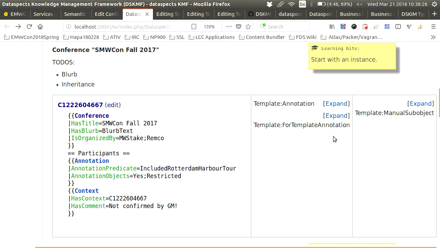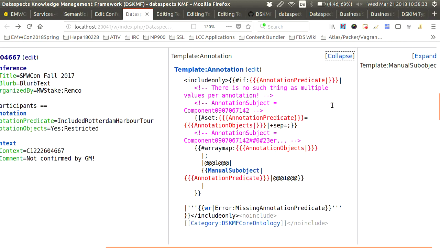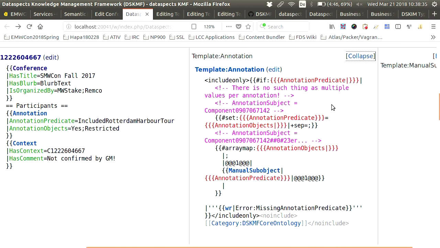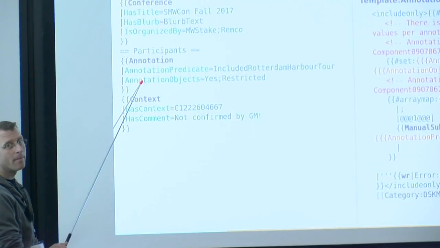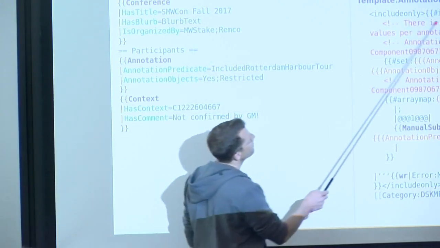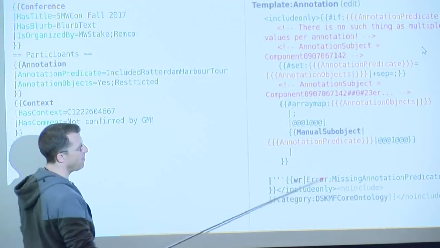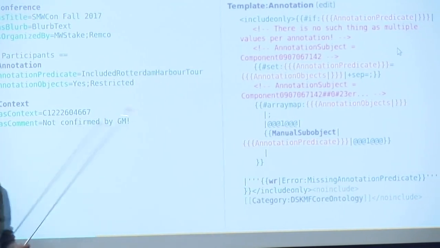Okay. Now, this gets really interesting, and it's not really digestible, but okay. So we're talking about this guy now, right? This is an annotation template call, and it passes these two field values. Now, when it's called, first of all, it makes sure that it actually has a predicate. Otherwise, it will say error, missing annotation predicate. That will show up on the page.